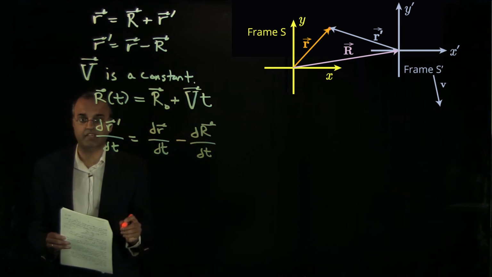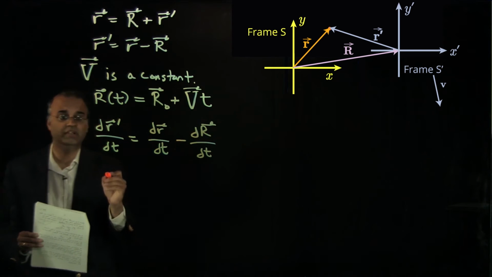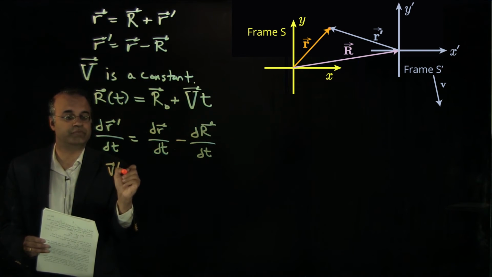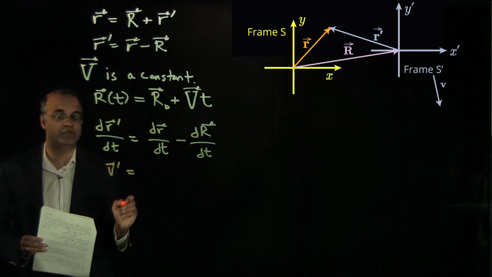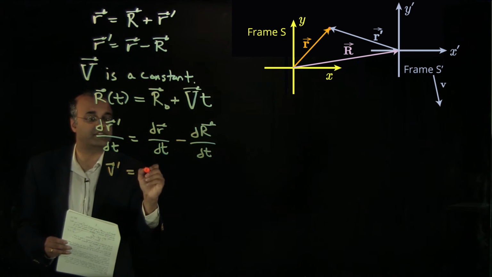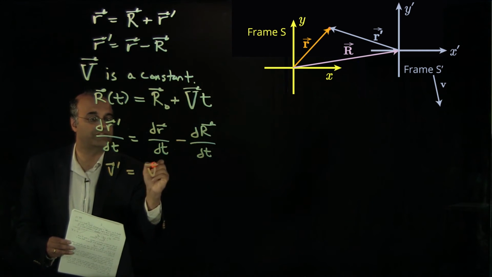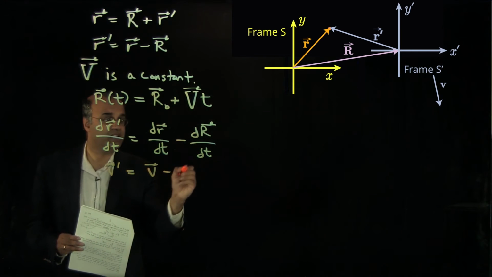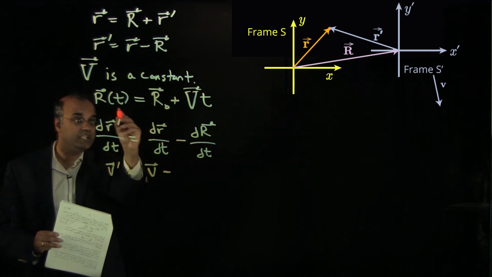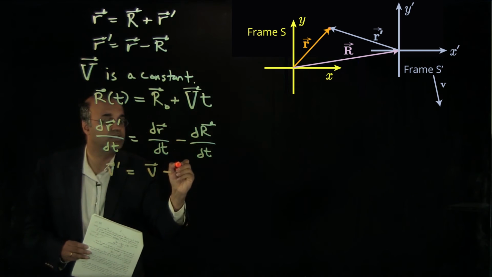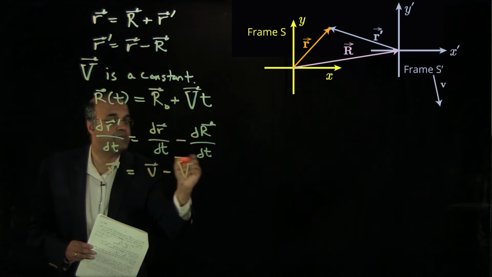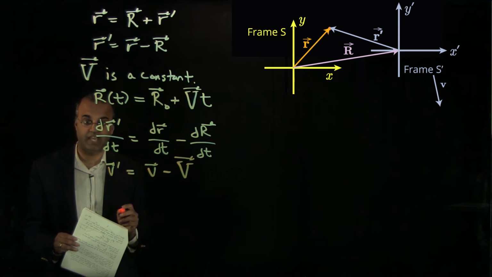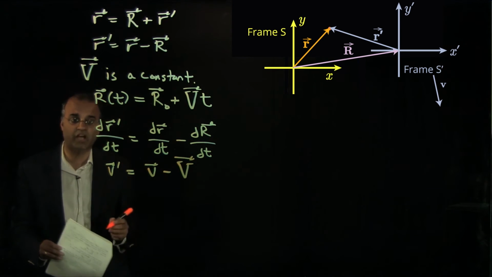And I can rewrite that in terms of symbols for the velocity. So I have here the velocity little v prime, which is the velocity measured by an observer in frame S prime. And that's equal to the velocity little v, which is the velocity measured in frame S, minus d capital R dt, which we see is just the capital V vector, which is the velocity of S prime relative to S. So this is how the velocities are related.